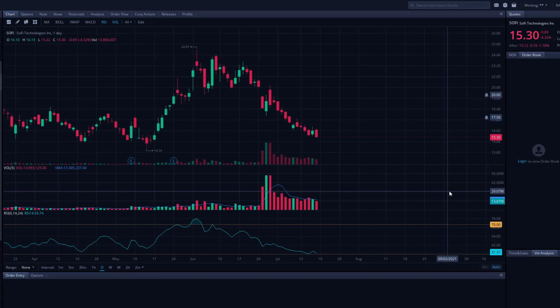Hey guys, had a quick question from a viewer about how to cost average down and the different methods that one can use. So I have here the chart for SoFi, and we'll look at the possible plays that you can do to cost average down.